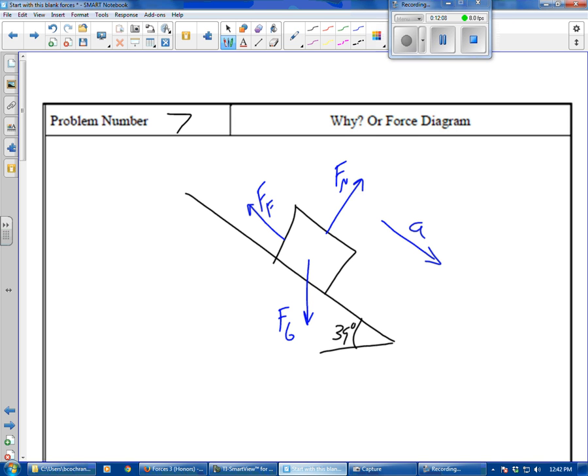Now, do you guys want to keep doing this in X and Y, or rotate it to parallel and perpendicular? That would be my recommendation. That's a smart choice there. Smart choice.